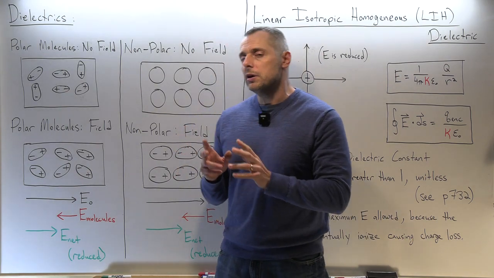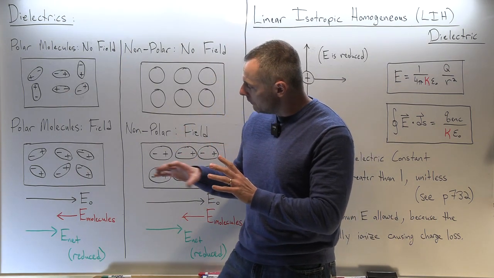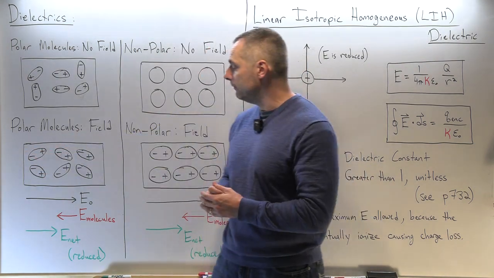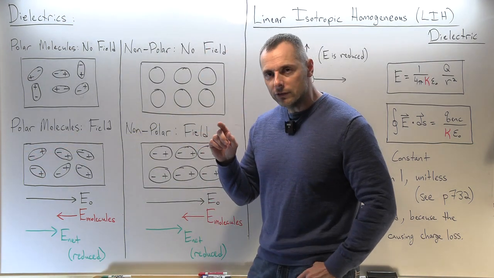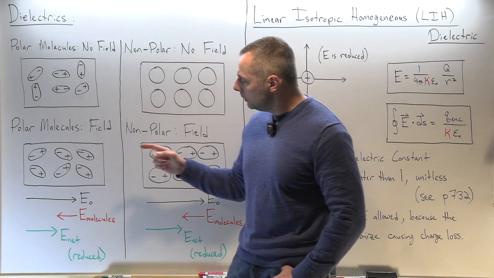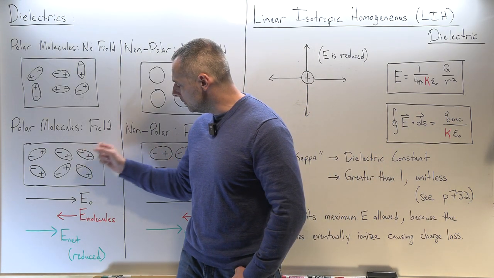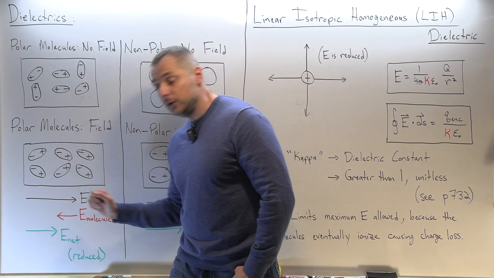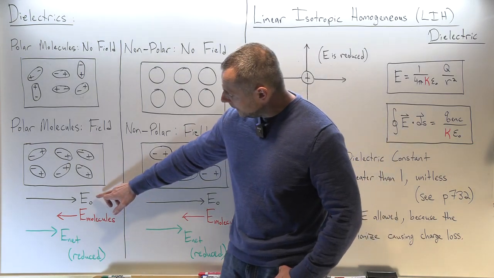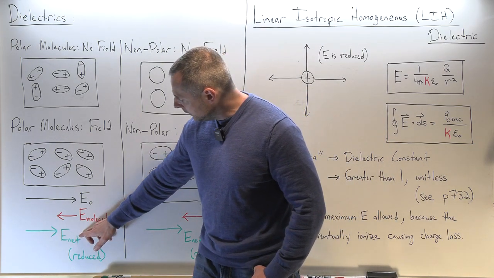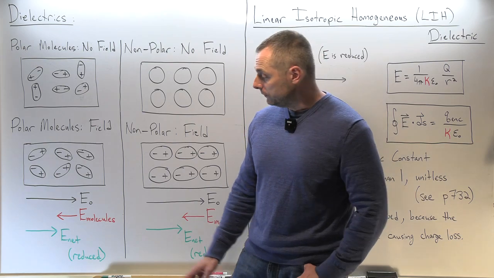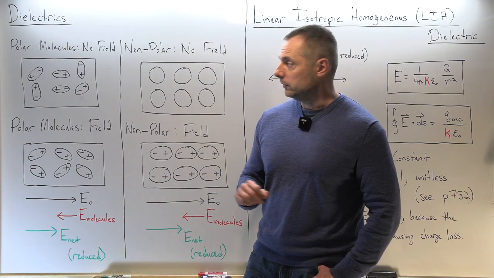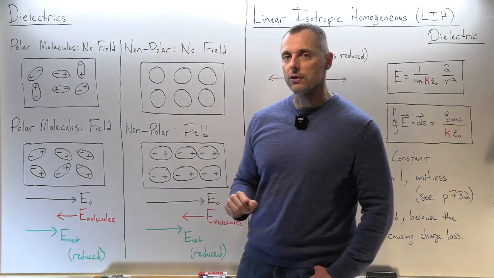The alignment isn't perfect, but it's more or less aligned, where all the positives are to the right and all the negatives are to the left. What that does is the molecules create their own electric field pointing from plus to minus. So the molecules make an electric field to the left, thereby slightly canceling the external electric field. So the net electric field is reduced by a certain amount. That's what happens with polar molecules present.